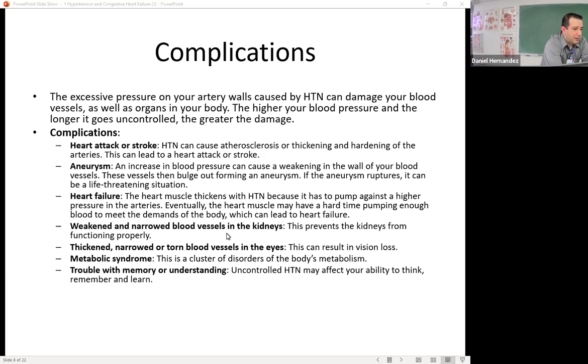And so those weakened and narrow blood vessels in the kidneys prevent the kidneys from functioning properly. Hypertension can also lead to thickened, narrowed, or torn blood vessels in the eye and eventually lead to vision loss. Patients can have metabolic syndrome. So this is a cluster of disorders that affect the body's metabolism. And then patients have also been shown to have issues with memory and understanding. So uncontrolled hypertension might affect your ability to think and remember and actually learn.